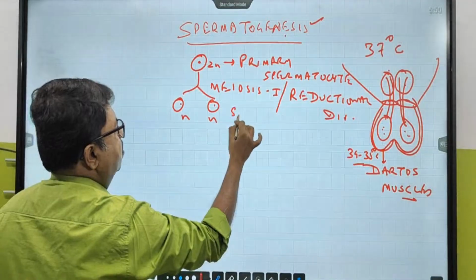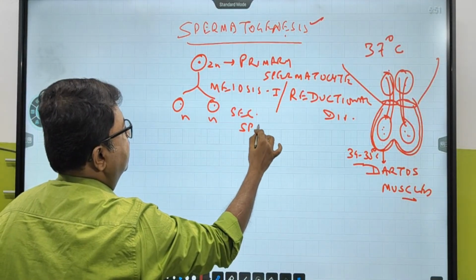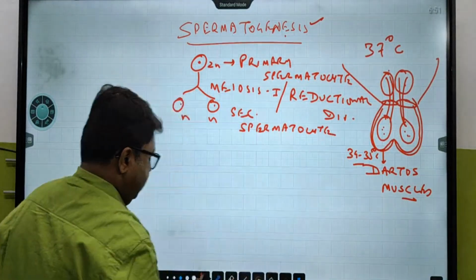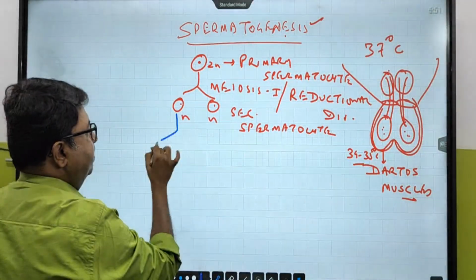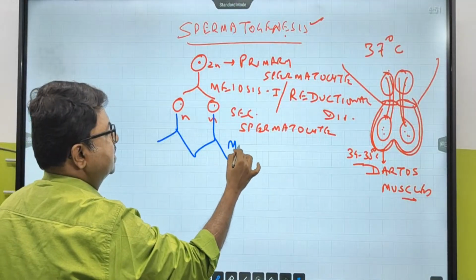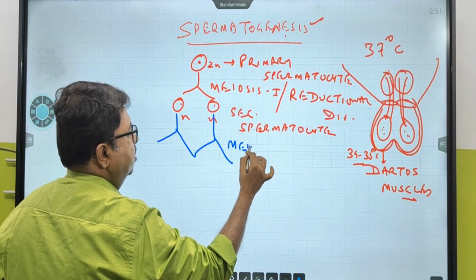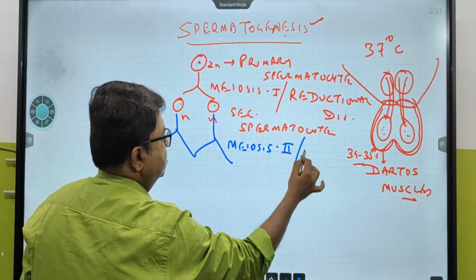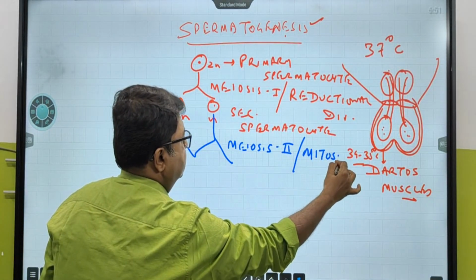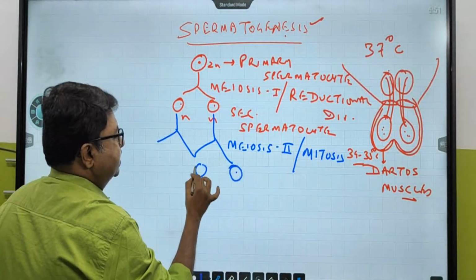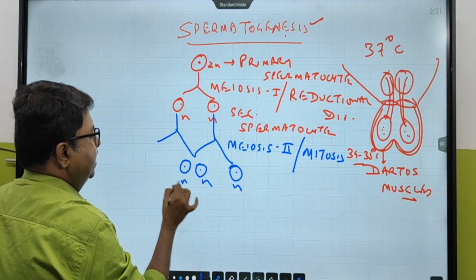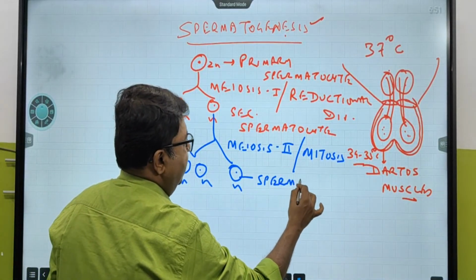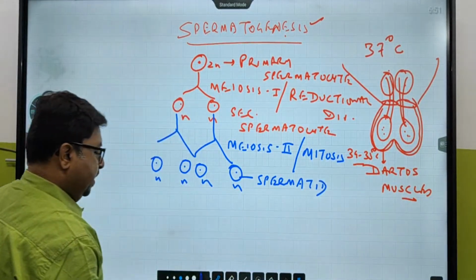So these 2 cells are now called secondary spermatocytes. Now tell me, what is going to happen with these 2? Meiosis II is going to take place. Very good. And this meiosis II is basically like mitosis. It forms 2 cells each, each having N, so four cells in all. These cells are called spermatids.